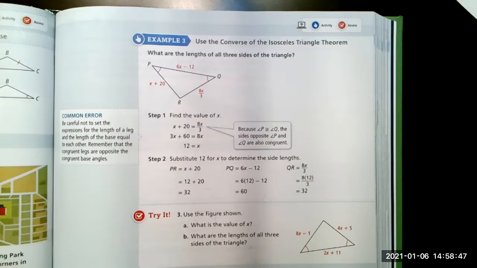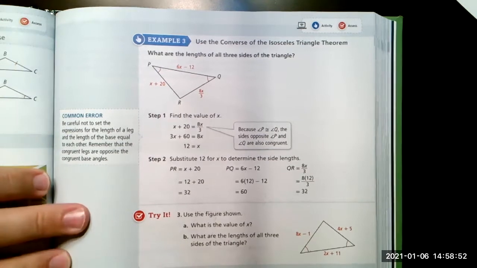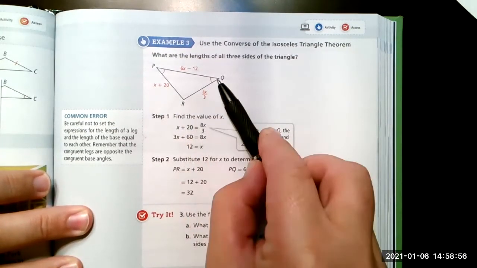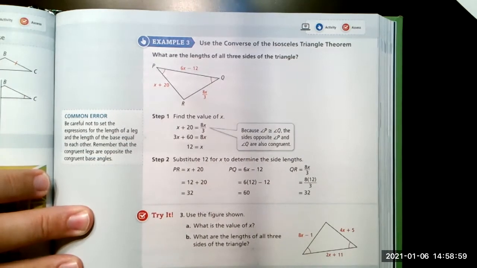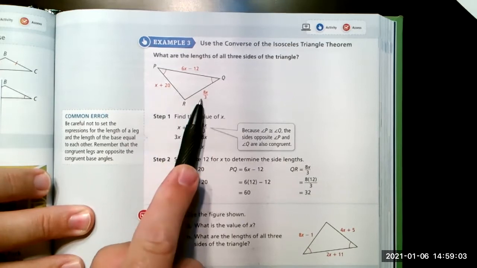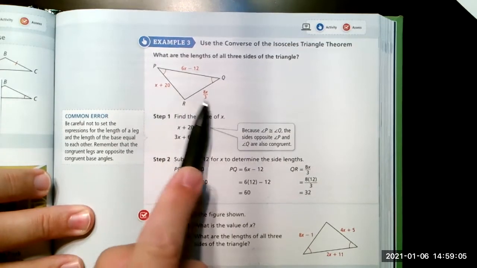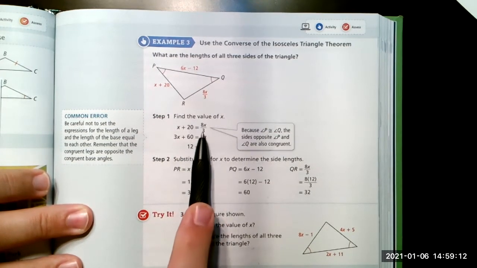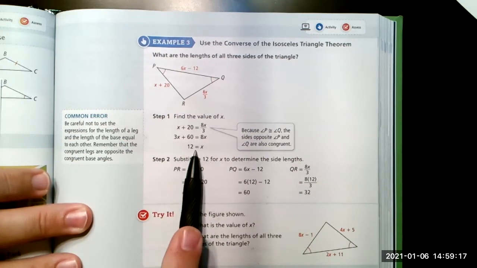So their first step, what they're trying to show you here is if you know that this is an isosceles triangle, well, then you know that these two side lengths have to be the same. They have to be congruent, okay? So what I can do is just literally set those two side lengths equal to each other. So x plus 20 equals 8x over 3. That's what they did here in step 1. Do some math. My first step would be to multiply both sides by 3. Then go ahead and solve for x, and I get x equals 12.